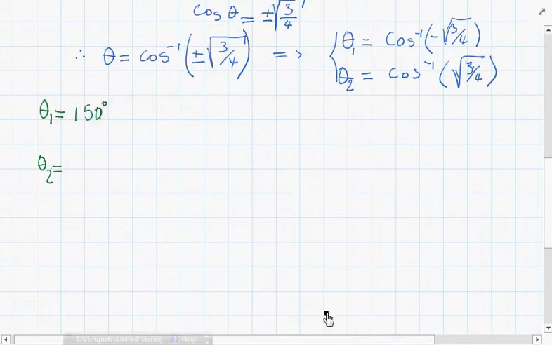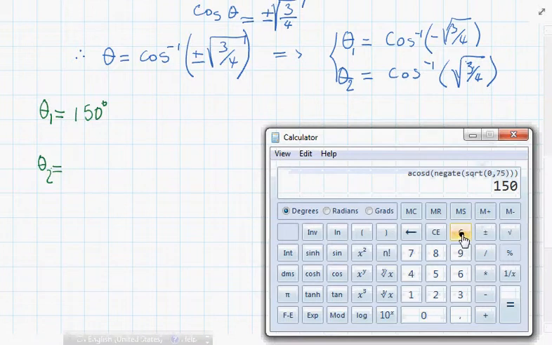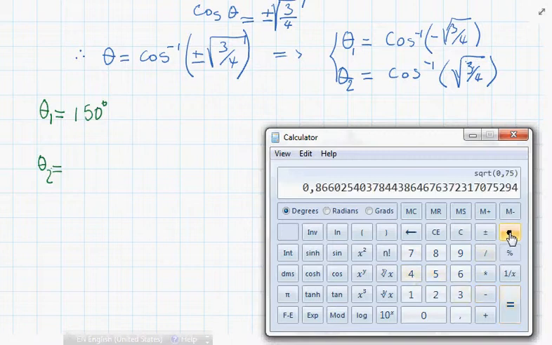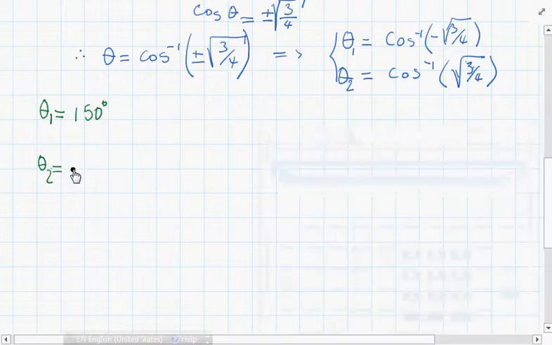Okay, so we can do the same for theta 2. 3 divided by 4 equals 0.75. Square root gives us 0.866, and we use the inverse cosine. It gives us 30 degrees, and this angle here will be equal to 30 degrees.